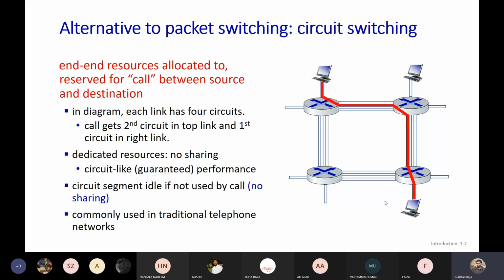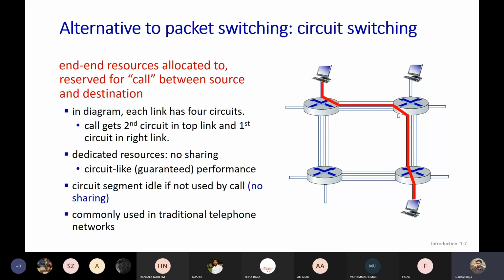If you look at this diagram, you see there is a network of 4 routers and different hosts. Here, the top left host has a connection established with the bottom right host. Here you are seeing four circuits, and each row is one circuit. So you can say that the call gets the second circuit in the top link and the first circuit in the right link. Now the benefit is that the connection is established.